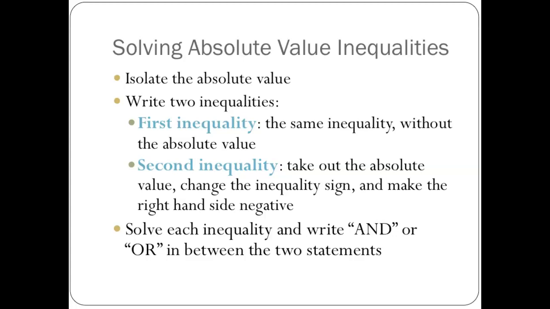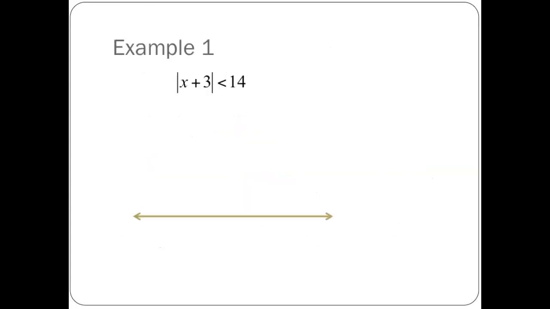Let's do some examples together. So here we have the absolute value of x plus 3 is less than 14. Now the absolute value is already by itself, so let's start off by writing the two inequalities. The first one is the same thing without the absolute value sign, so x plus 3 is less than 14. Second one, we have x plus 3 is greater than negative 14. So we took out the absolute values, we flipped the inequality, and then we made the right-hand side negative.